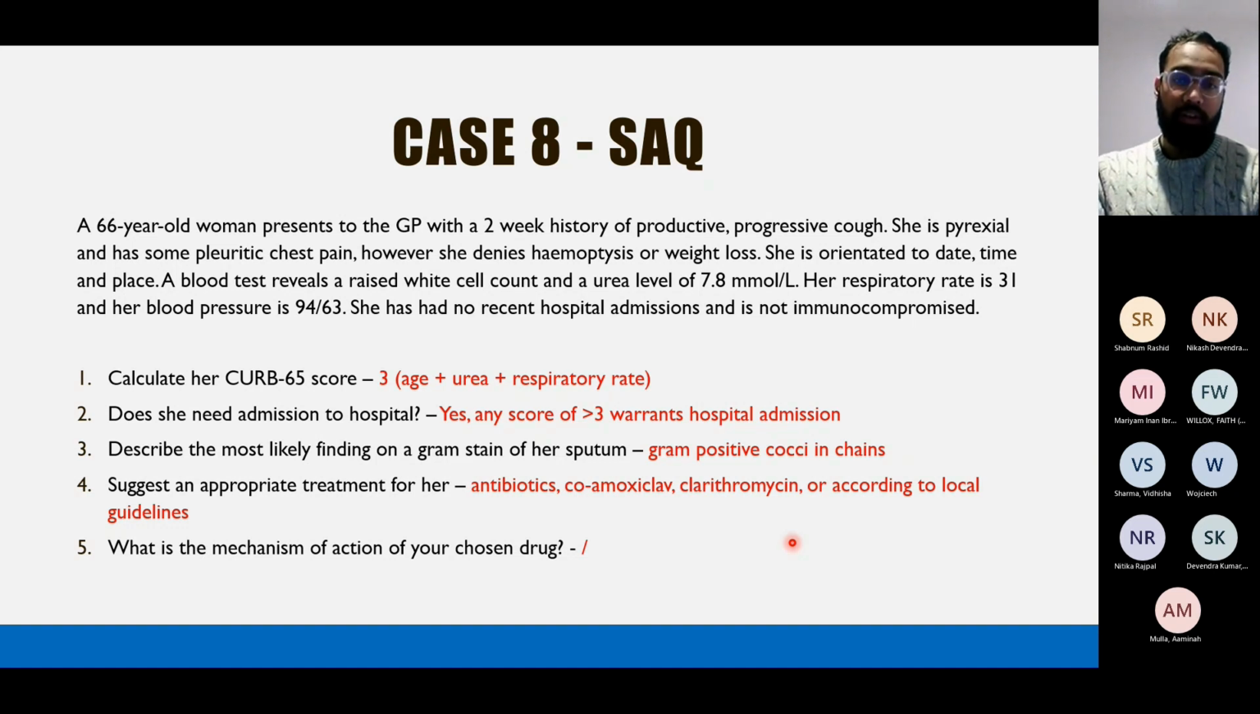So for appropriate treatment, it's fair enough if you just say antibiotics according to local guidelines, because not everyone here is a Leicester student, so it's going to vary. If your thought process was give her antibiotics based on what we do in our trust, then that's fine. If you put co-amoxiclav through, then that's okay as well. Then the mechanism of your chosen drug. I didn't fill in an answer here because there are so many different antibiotics, so you're going to have to double check yourselves whether the antibiotic you listed lines up with the mechanism of action that you chose.